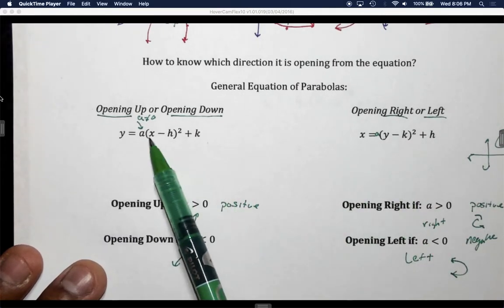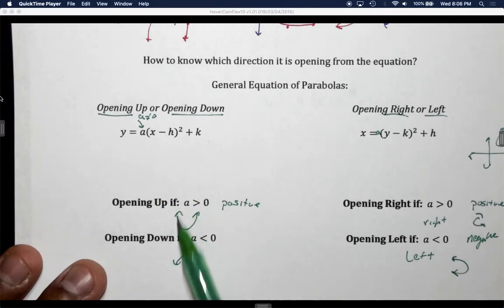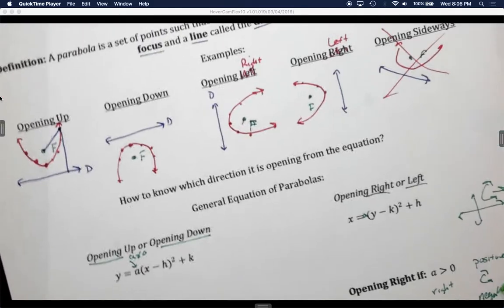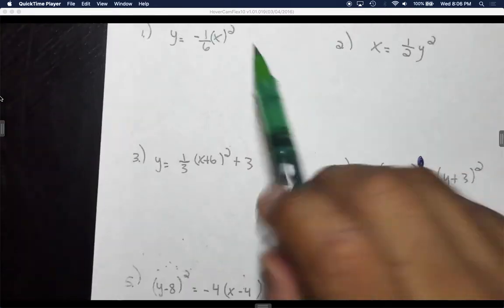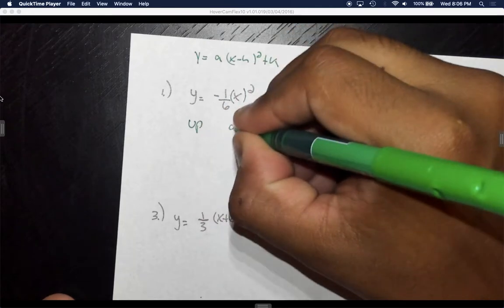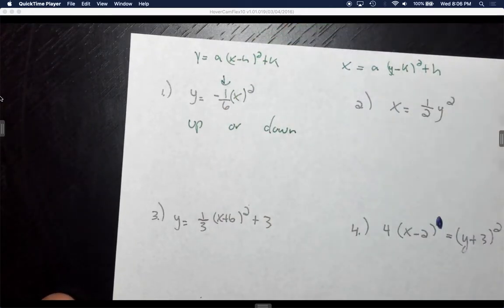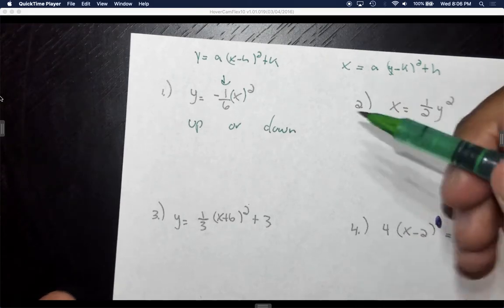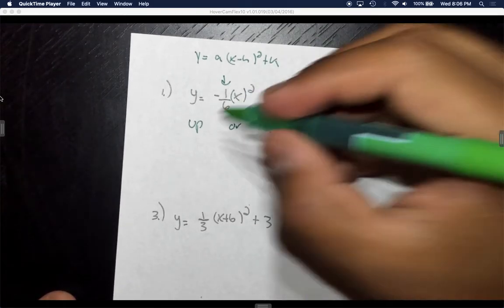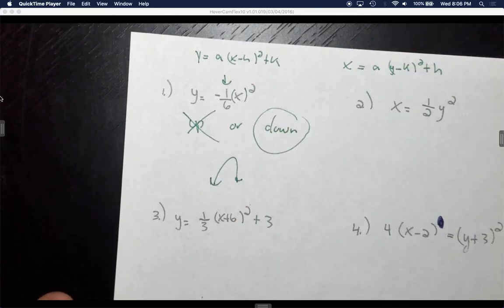Now, remember, when your x is getting squared, it's going up or down. Now, is your a positive or negative? Depends on whether it's going up or down. So, x squared, that means I'm going up or down. Now, is your a, the number in front of that x, positive or negative? It's negative. So that means I'm going to be going down. That means that this parabola would be facing down.